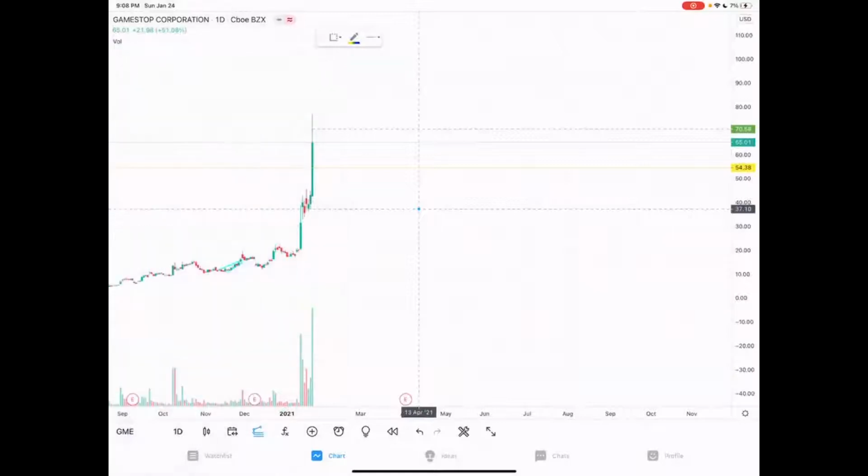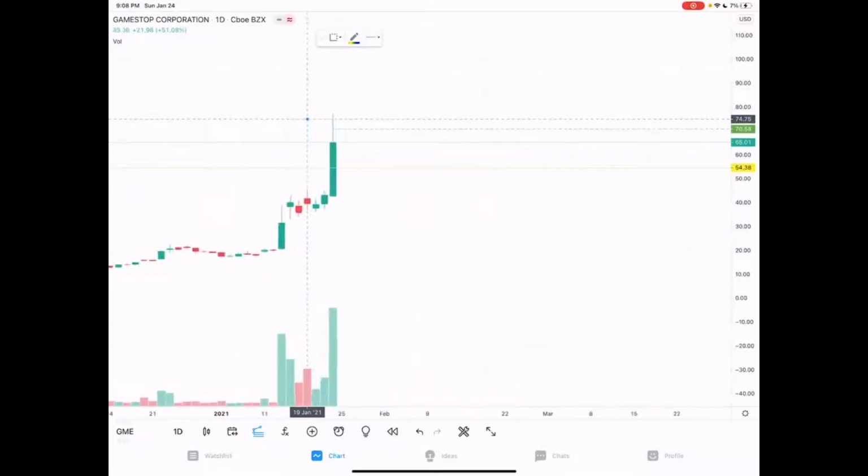So for the extension, what you guys want to do is just remember the formula for extension is going to be the start of the move. Then you want to go to the highest point, and then you kind of want to go down to where it retraces. Obviously we don't know what the highest point is on this big candle, so I'm going to ignore that. So I'm just going to zoom in and look for where the move started.